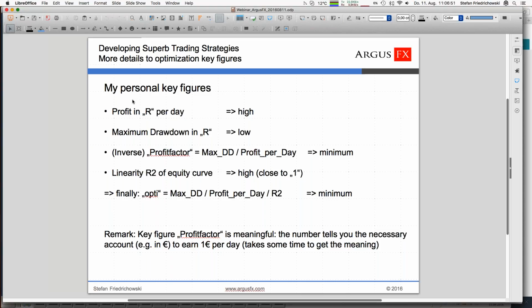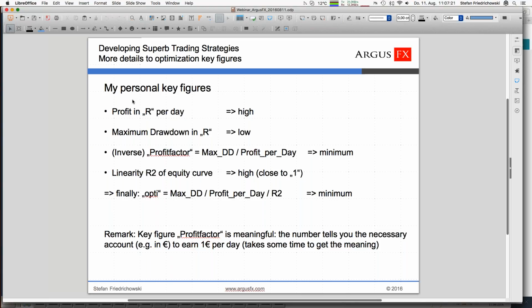What I do is I calculate the slope of my equity curve, and if your x-axis is in this case days, then the slope is simply the profit per day. Of course this number should be high, so that we have a good increase in our equity curve. So that's the first key figure.